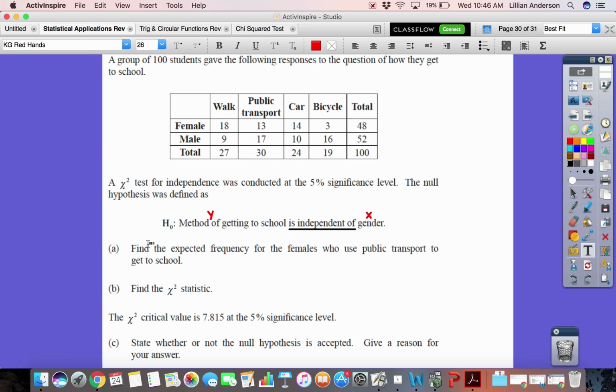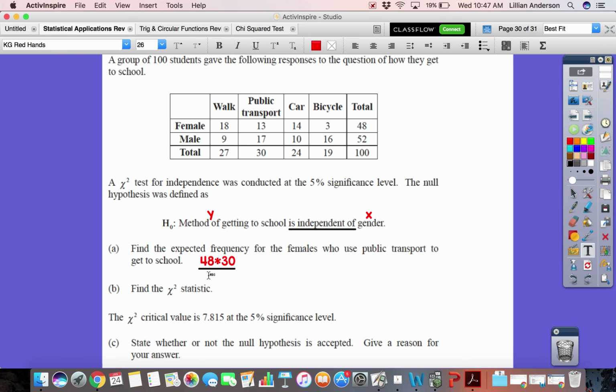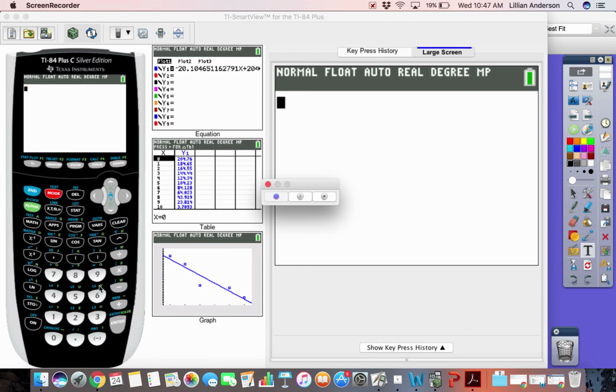So in other words, to find the expected frequency for females who use public transportation to get to school, well, you take the female total, which is 48, you multiply it by the public transportation total, which is 30, and then you're going to divide it by the overall total, which is 100. That's how you find an expected frequency of a particular value. You just go to that particular row total, that column total, and you divide it by the overall total. Okay, so we go to our calculator and we type this in.